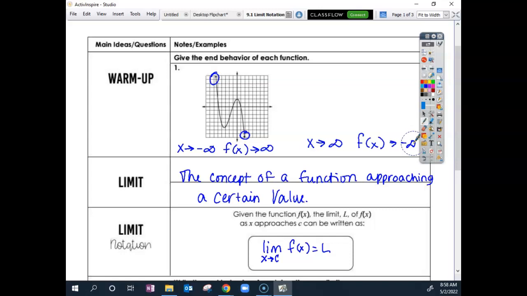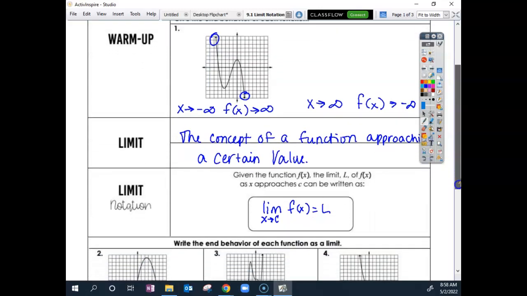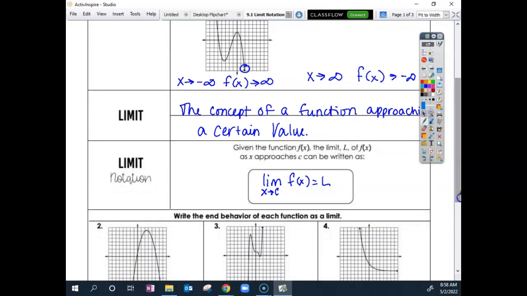So today what we're going to do is talk about limits. That's going to be the concept of a function approaching a certain value. And this is how we write it. The limit as x goes to c of f of x is going to equal a number, or maybe a definite value, but it's going to approach something.